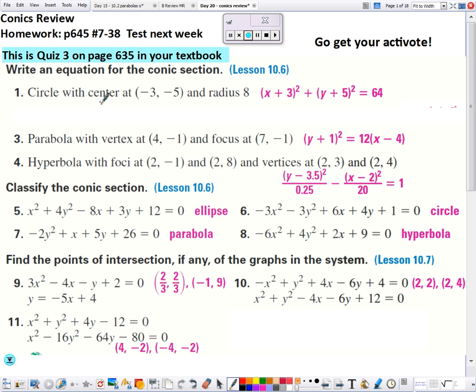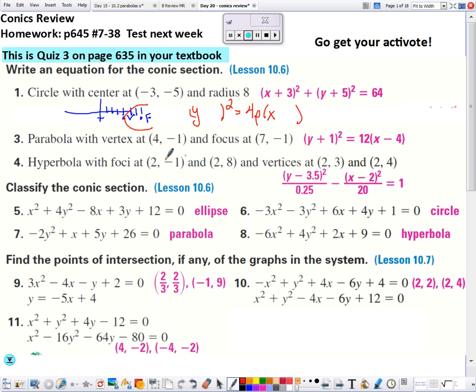For 3, I'm going to draw myself a little picture to help. So here's the vertex, and the focus is at 7, 1, negative 1. So because the parabola has to go around the focus, now it's going to go this way, so that's the setup of y squared equals 4px.